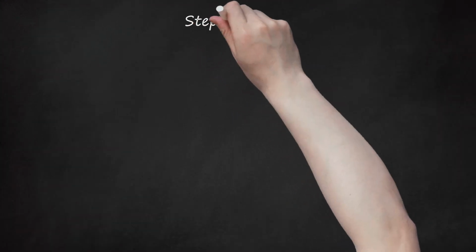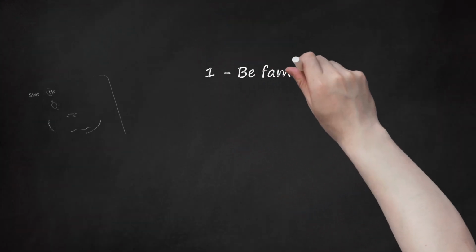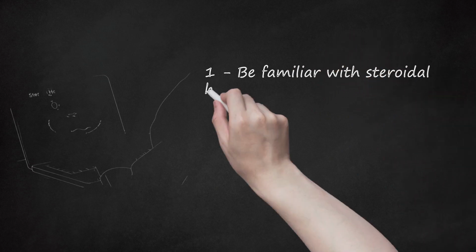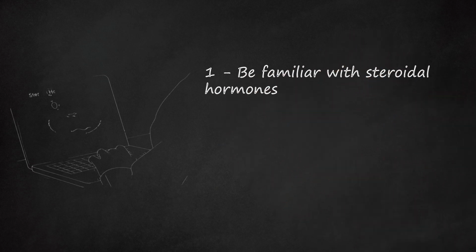Steps. 1. Be familiar with steroidal hormones. Steroidal hormones are one class of hormones in the blood of humans that have common chemical characteristics.